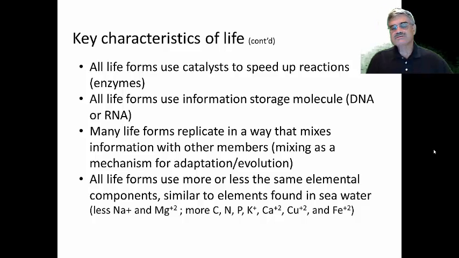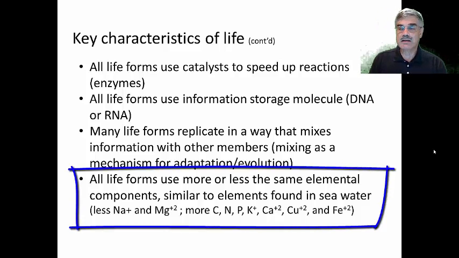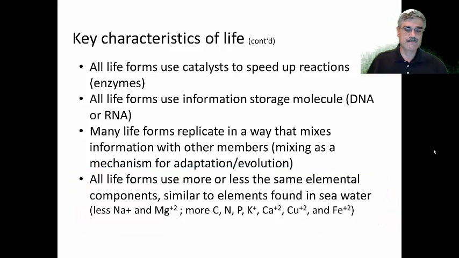Also, all life forms use more or less the same elemental components, which are similar, but not the same, to the elements found in seawater. Now, there are some differences. Living cells contain a little bit more carbon. Remember, carbon is important because of its covalent chemistry and forming proteins and nucleic acids and lipids. There's relatively more carbon and nitrogen and phosphorus and potassium, calcium, copper, and iron in living cells, and relatively less sodium and magnesium in living cells as compared to seawater. But by and large, the elemental components are similar to that found in our environment.